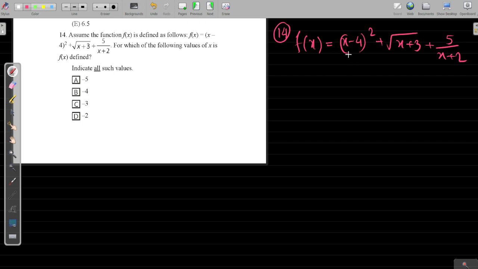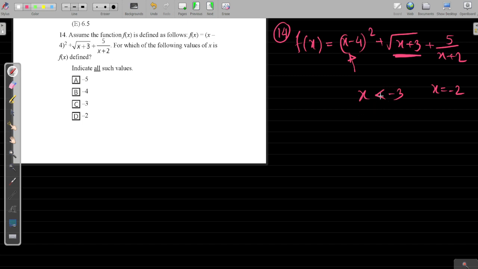Look, here you can put any value for x because this one is square, but here you cannot put any value which is less than minus 3, right? Because for less than minus 3, this value will be negative, and the root of any negative number cannot be defined. As well as you cannot put here x equals to minus 2, because if you put x equals to minus 2, in that case this will be 0.